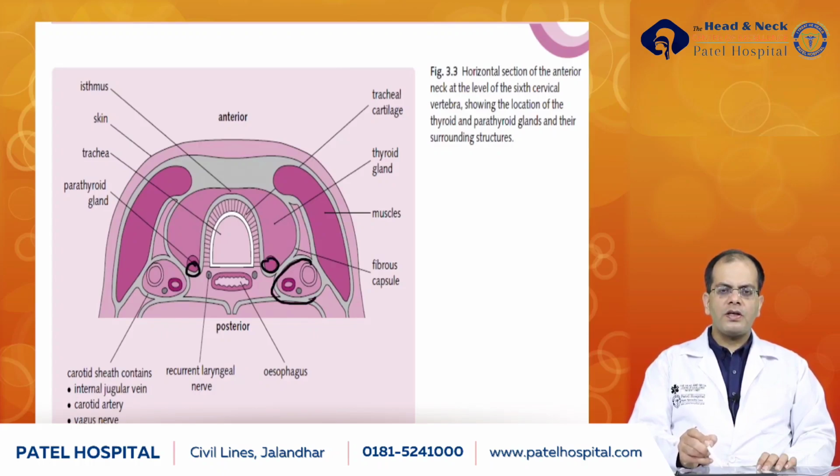Here is the carotid sheath, which harbors the vagus, the common carotid artery and the internal jugular vein, and of course this would be the prevertebral fascia. It is covered on its part by the muscles. In the midline you are going to have the strap muscles and laterally you are going to have the sternocleidomastoid.